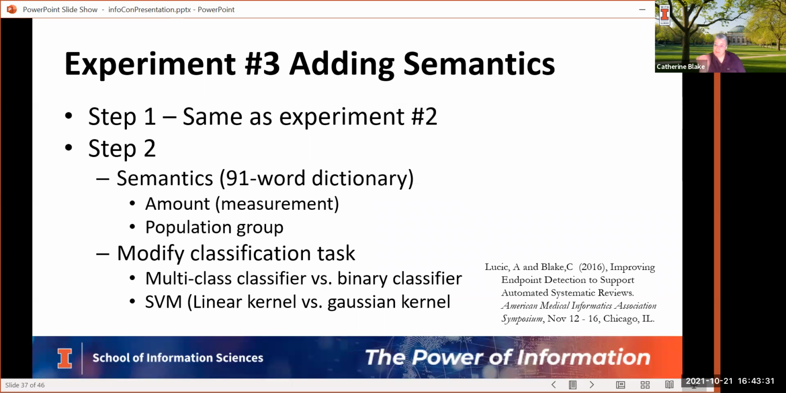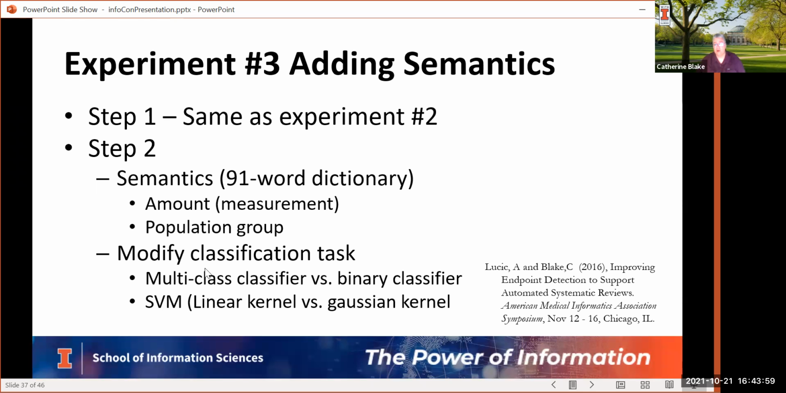So we went back to the drawing board again, did a third experiment, and this time we added some semantics to the actual noun phrase. And we said, is this an amount? Is it a measure, a number of, a percentage of, a frequency of? Is it an actual amount or is it a population group? So is it patients? Because that might indicate that it's an entity rather than a measure.